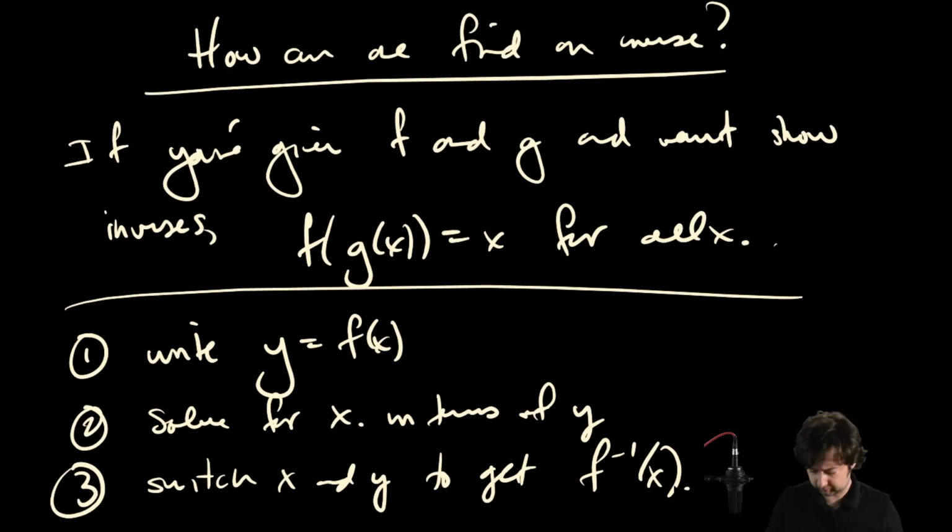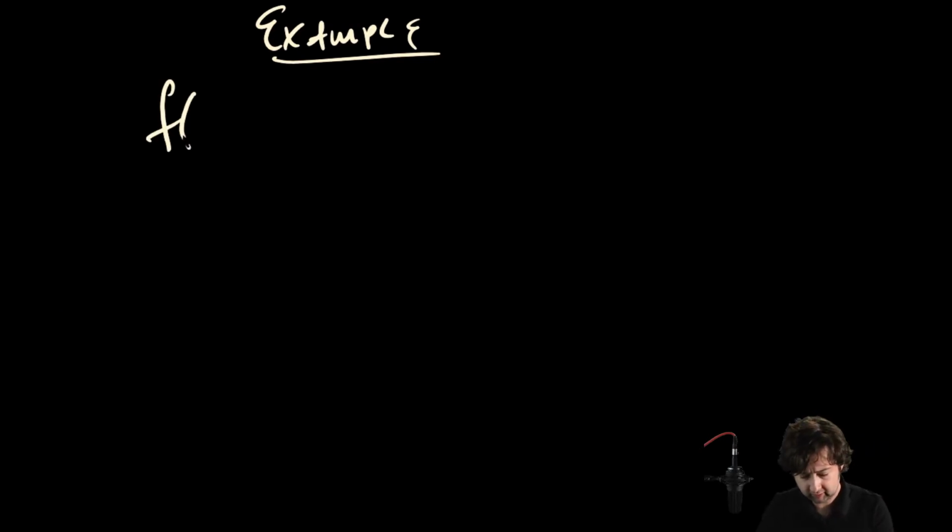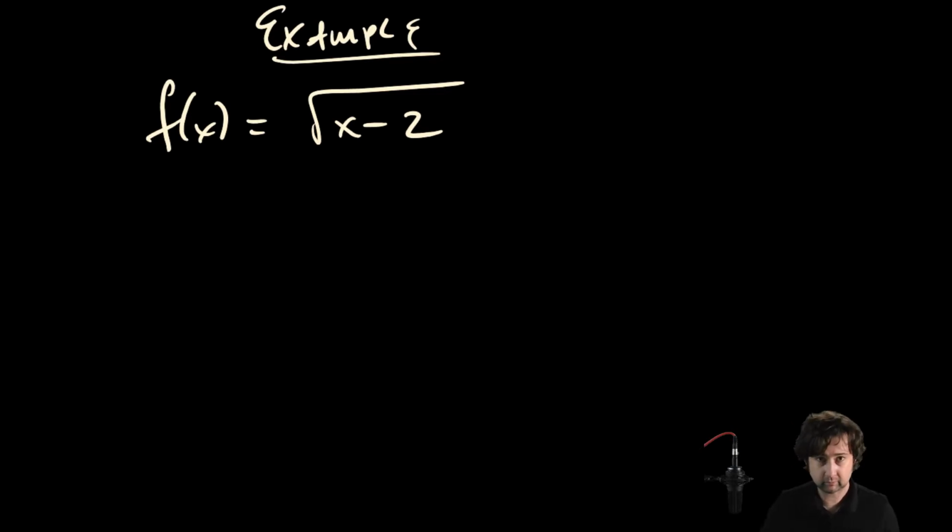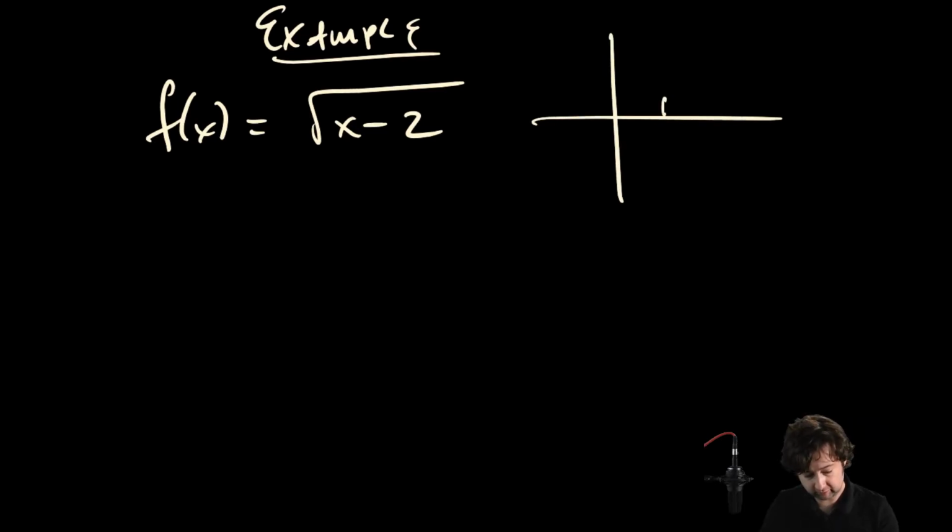So let's look at an example. Suppose that I'm given the function f of x is equal to the square root of x minus 2. Now, if I'm working with inverses, it's important that I always write down my domain and my range, because the domain and the range of the inverse are going to be determined by the domain and the range of the function I start with. So for f of x equals the square root of x minus 2, let's see, that graph looks like this.